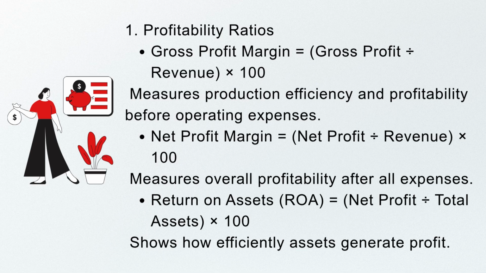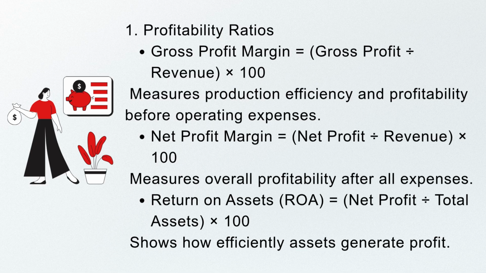Secondly is the net profit margin. This profit margin measures overall profitability after all expenses. It is calculated by dividing the net profit by the revenue times 100.